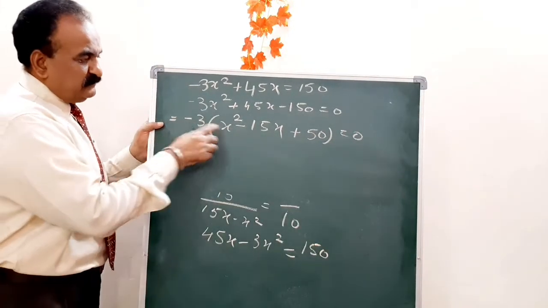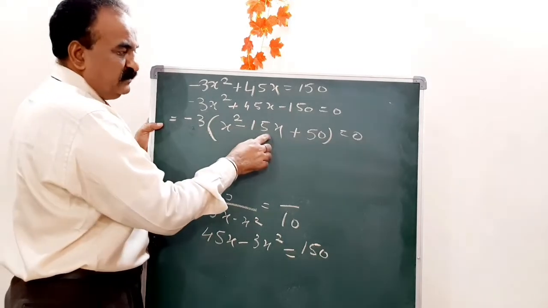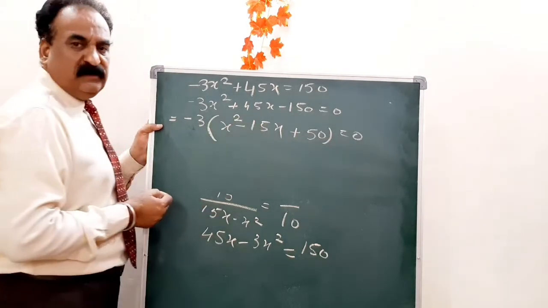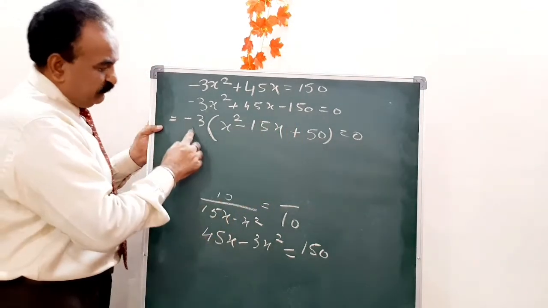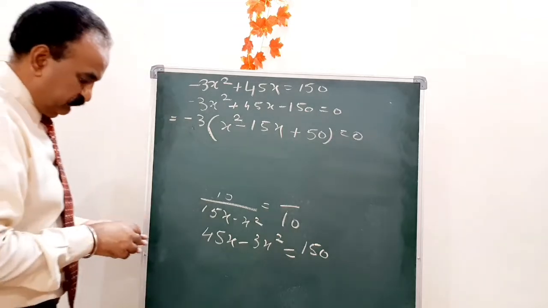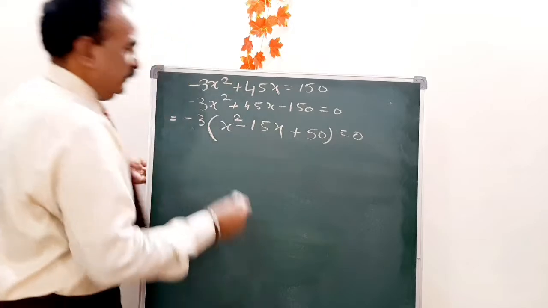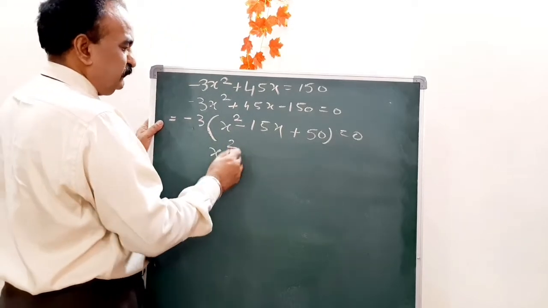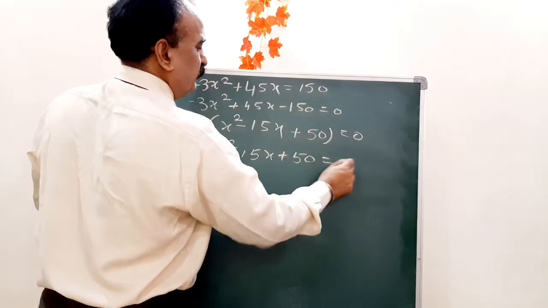Now see, minus 3 into x square is minus 3x square. Minus 3 into minus 15 is plus 45x. Minus 3 into plus 50 is minus 150. Transfer this minus 3 to the denominator, then it becomes 0. The equation is now x square minus 15x plus 50 equal to 0.